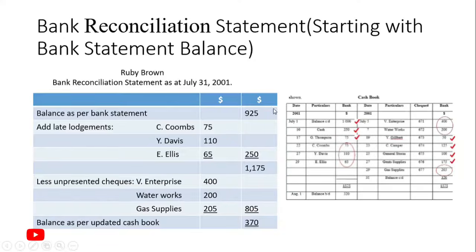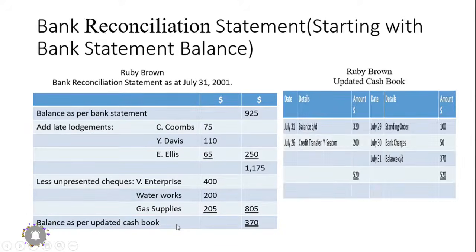So we start with the balance as per bank statement, 925. We add late lodgements. So all our late lodgements, we add them up, 250. We add it to this, we get 1,175. Then we less unpresented checks. We have 3 unpresented checks. Add them up, you get 805, and then you subtract it from this, you get 370, which is the balance as per updated cash book. And you can look and see it is the same $370 that was on the updated cash book. And there you have it. That's basically how to do a bank reconciliation statement.